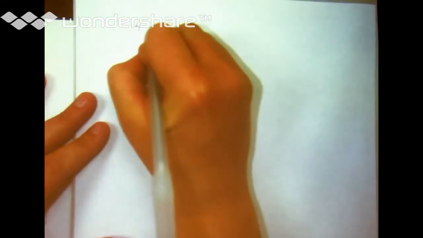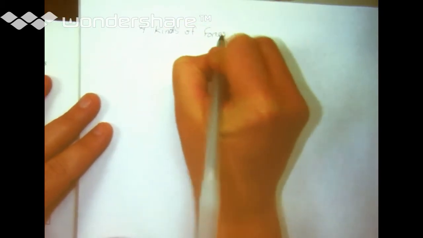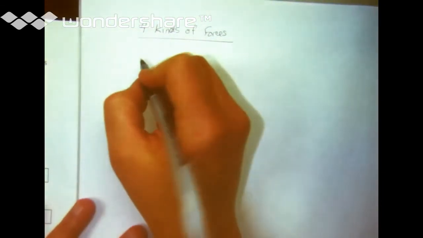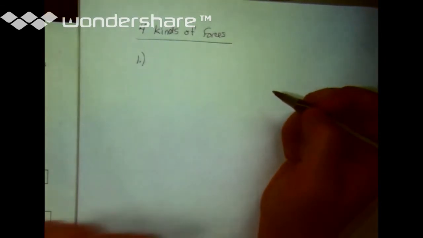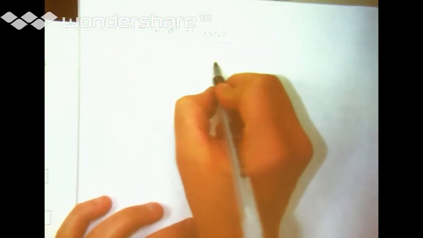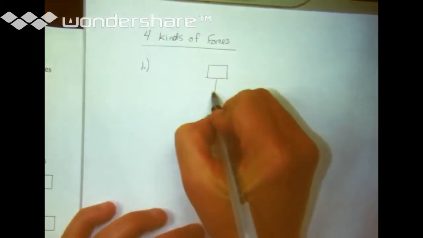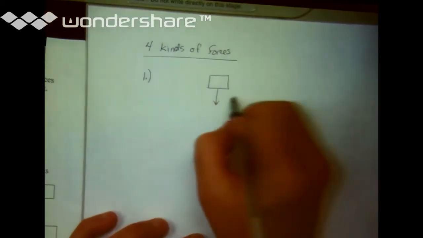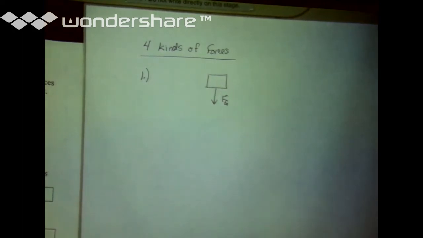The second page now, 4 kinds of forces. Whenever we draw force diagrams, we need to draw and label all of the forces acting. The first one, number 1, we have the force of gravity caused by the pull of the earth. And gravity is always going to pull straight down. So that would be a gravity vector, and we would label it force of gravity, F subscript G.